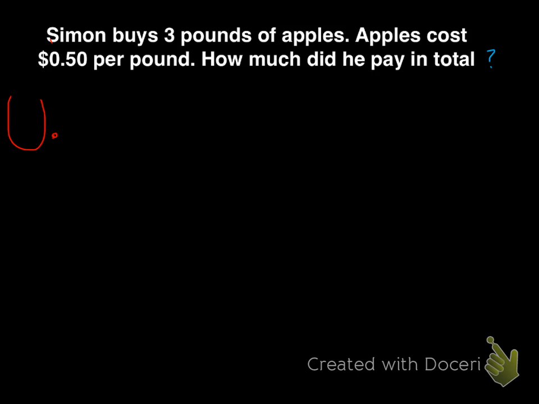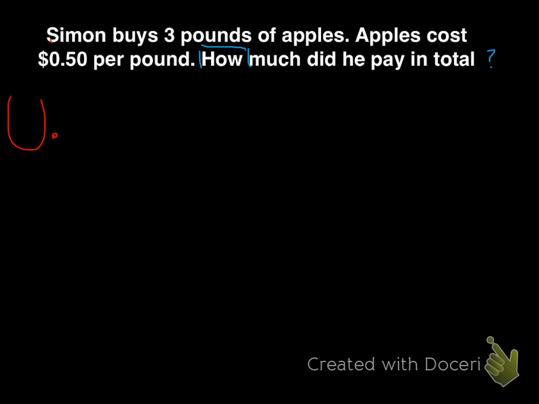The first thing we want to do is understand it, so let's read it carefully. It says Simon buys 3 pounds of apples. Apples cost 50 cents per pound, so how much did he pay in total? The first thing I like to think about is, what am I supposed to do? What are they asking me to do in this problem? And so I look for the question word, right? I see a question word right there, how. That means this sentence should be a question, even though there's no question mark at the end. We know that they want us to figure out how much did he pay in total.